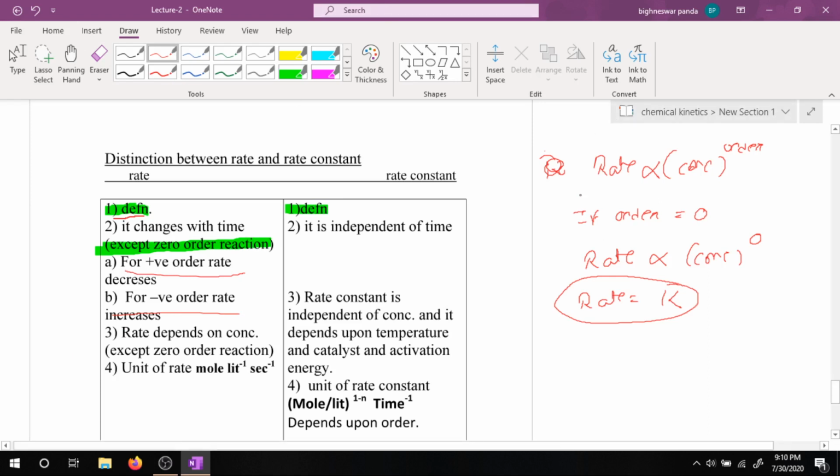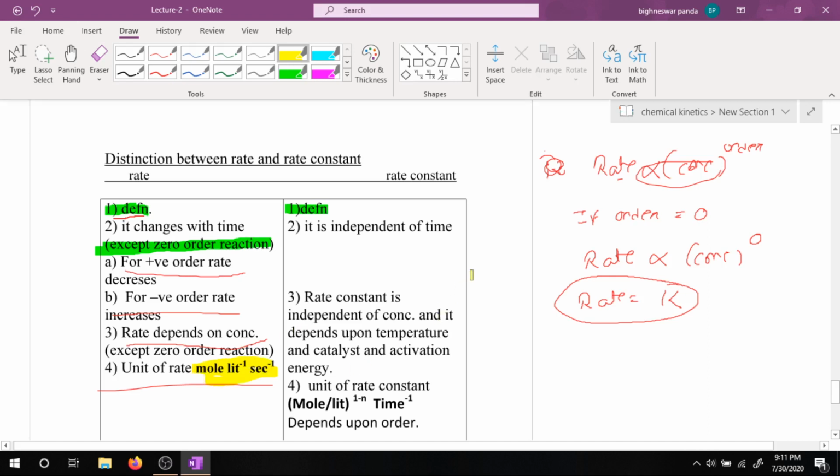Rate depends on concentration. Similarly, rate is directly proportional to concentration. If concentration changes, rate also changes, except zero order reaction. Zero order reaction is only that reaction that does not depend upon time and concentration. Next, unit of rate, that is mole liter inverse second inverse. It is the unit of rate.